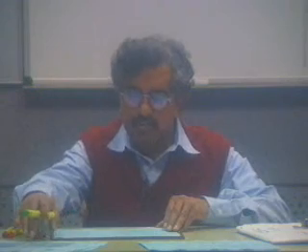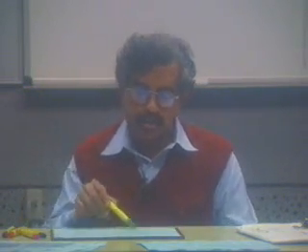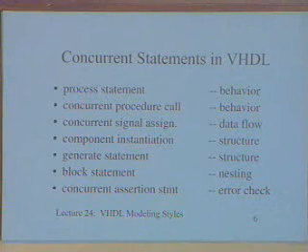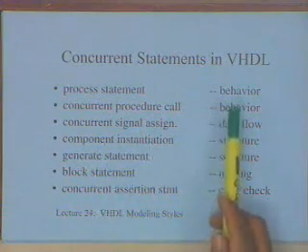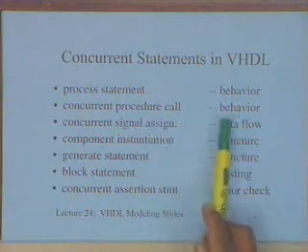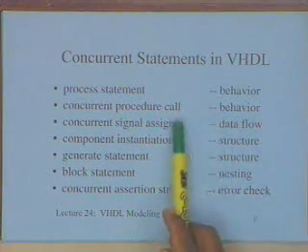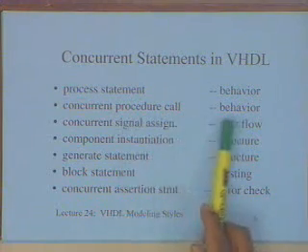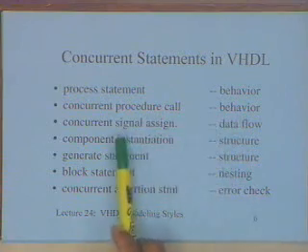So before we take up some examples in detail, let me again summarize some of the statements that you will encounter later on. We will see examples of the use of all these. Process statement is a behavior statement. Concurrent procedure call: we also have a notion of procedure call and concurrent procedure call. It's also a behavior statement.